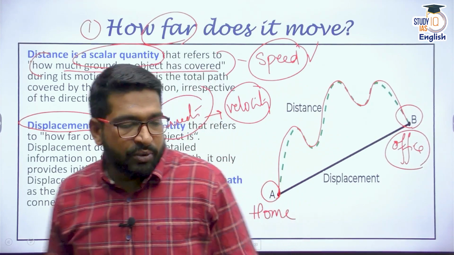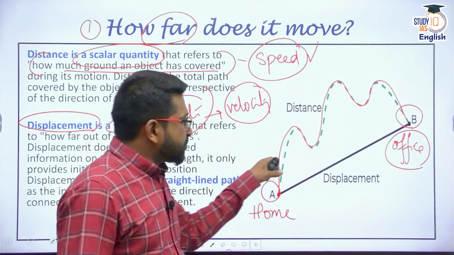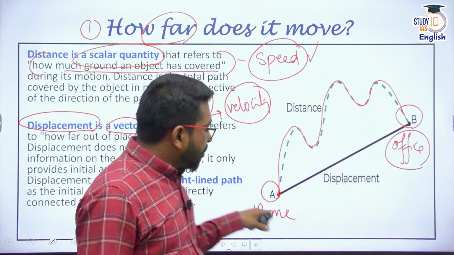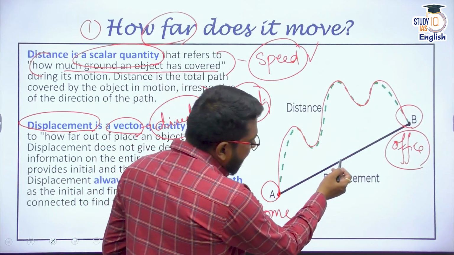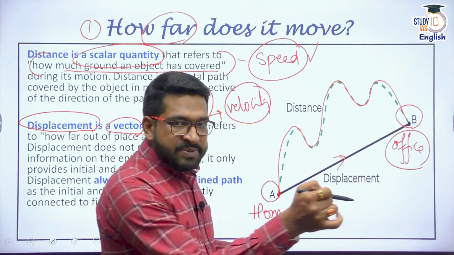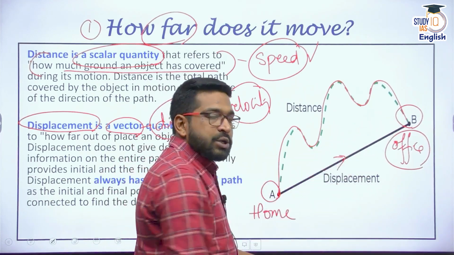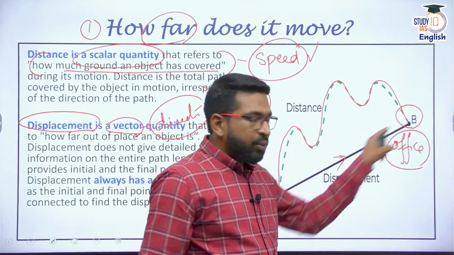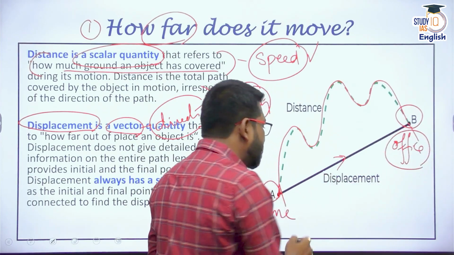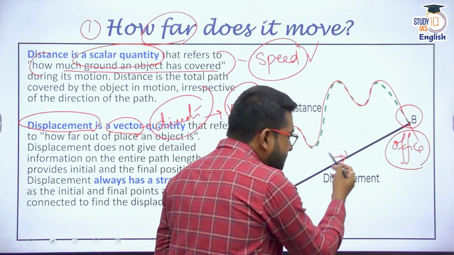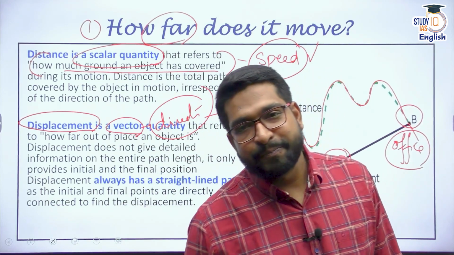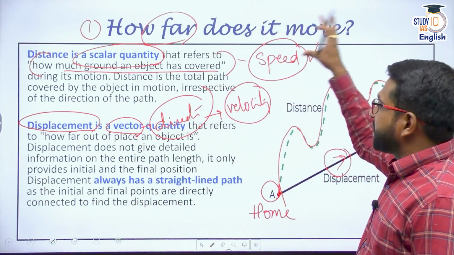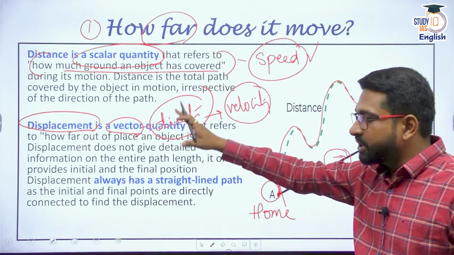For example, I told you I came from my home to my office. This was the route that I took. But if I draw a straight line from A to B, that becomes your displacement, and this is the direction of displacement from point A to point B. So this is the magnitude, this is the distance, or this many meters I have covered, and in this direction, that is how displacement is defined. It's a vector quantity. So that is how far it moves, through distance and through displacement.